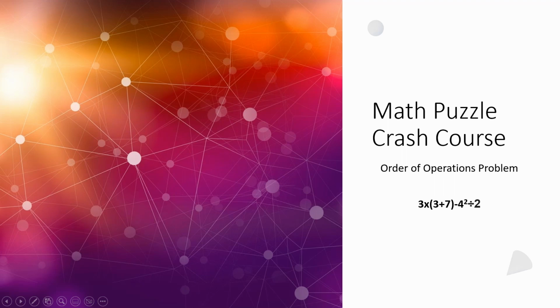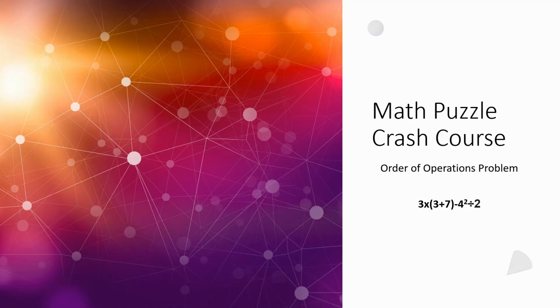I wanted to do work on an order of operations problem, just to highlight some of the features. This problem's a little more complicated, maybe, than some that I've had in the past, and you're welcome to go to the channel and take a look at some of the other problems. But this one is 3 times the quantity 3 plus 7 in parentheses minus 4 to the second power, so we have exponents, and then divided by 2.